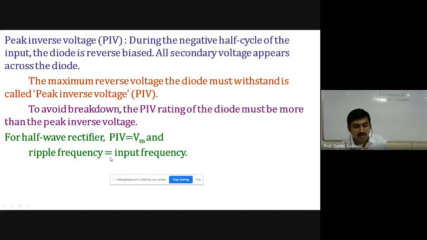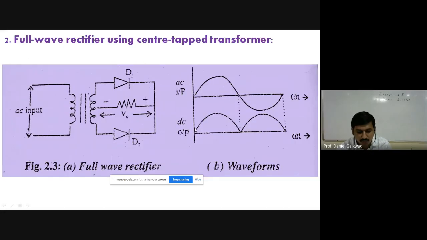Ripple frequency means, ripple means the voltage goes 0 to maximum, again 0, 0 to maximum, again 0. So that is called ripple, and it has a frequency that is equal to the input frequency. Okay. Now we have the second part, that is called a full wave rectifier using a center tap transformer.